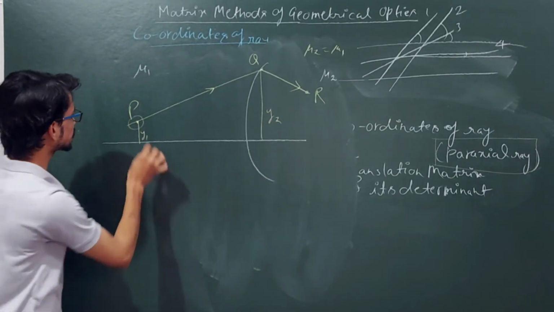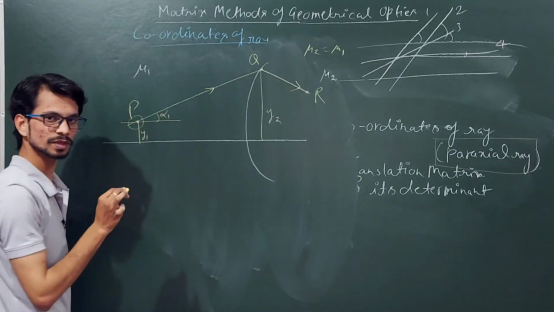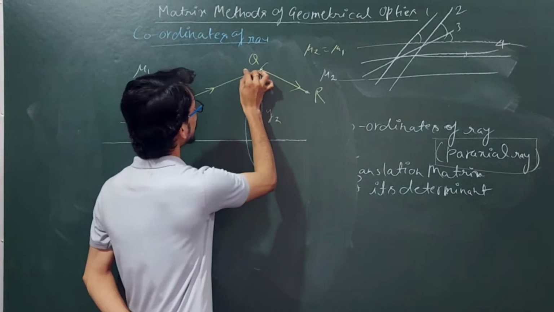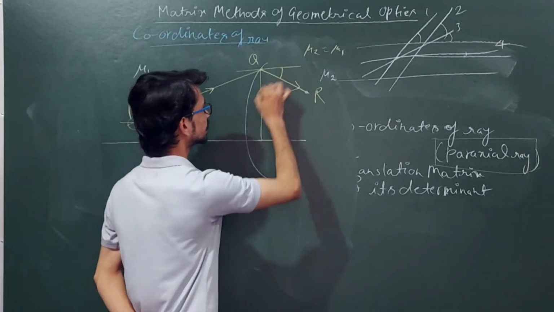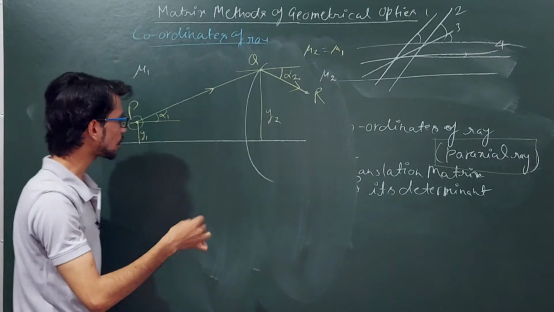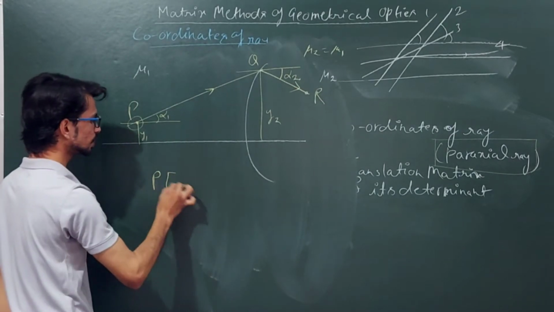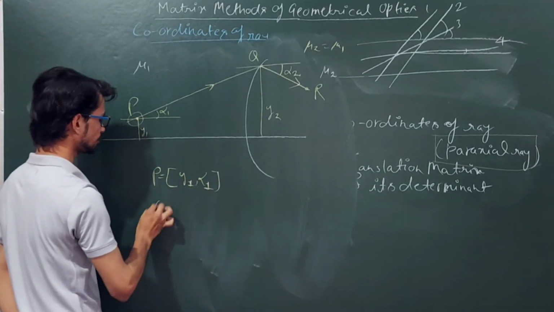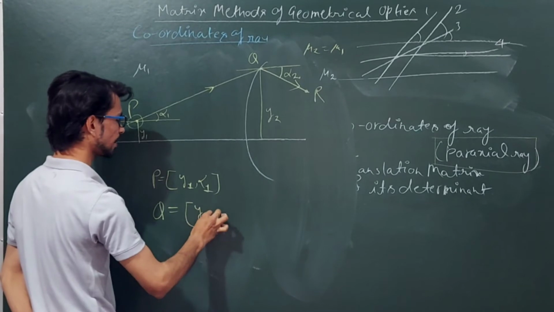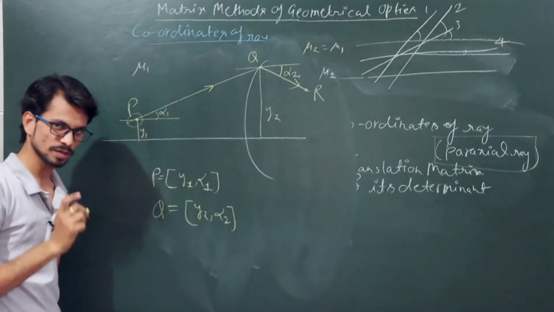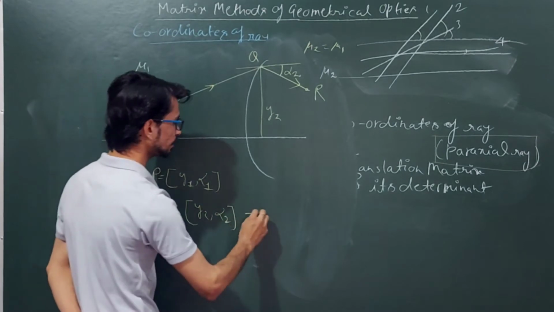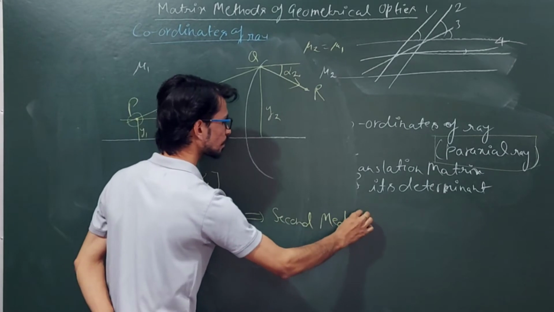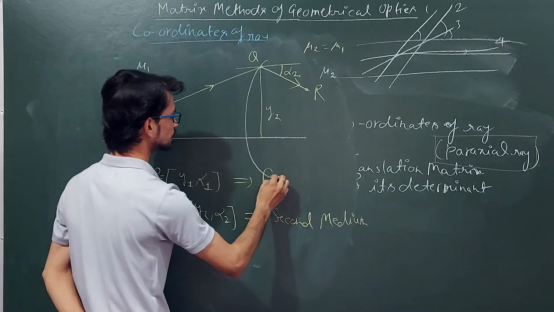Next, let's say this angle made by this ray at point P with the principal axis is alpha 1, and let's say this angle made by this ray with the principal axis is alpha 2. So the coordinate of point P will be y1, alpha 1, and the coordinate of point Q will be y2, alpha 2. Just remember, the point P is taken in the second medium, sorry, and this is for the first medium.